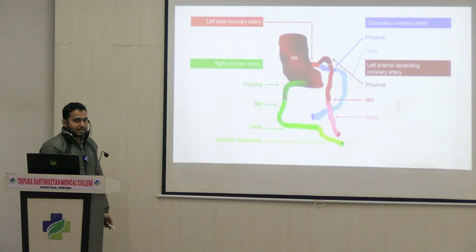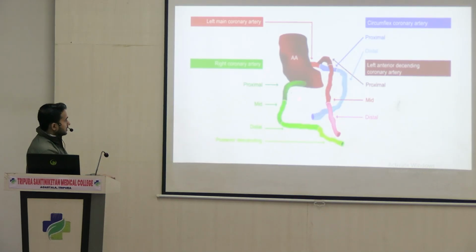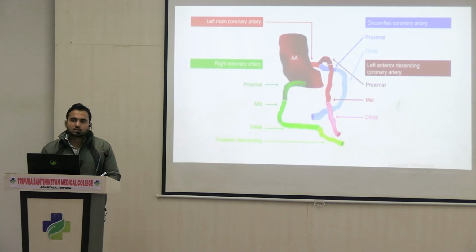Next is the segments. So three segments are there. Proximal segment, as you can see, this is the proximal segment, this is the middle segment, and this is the distal segment. Now why these segments are given? So that you can understand the branches, because from each and every segment different branches are arising. That's why the segments are given. Next is the branches.